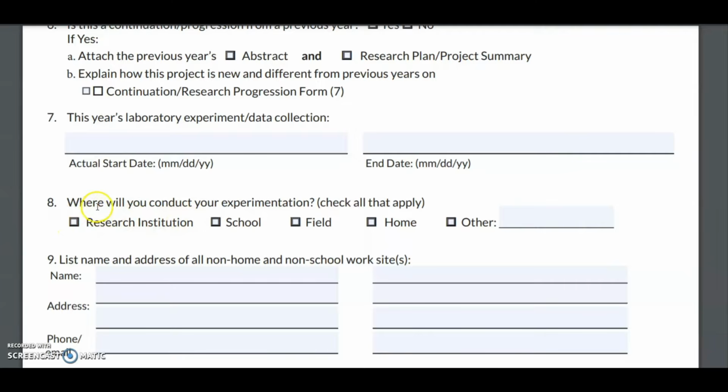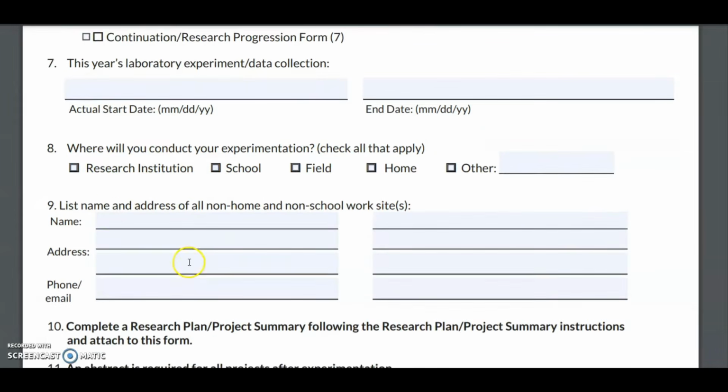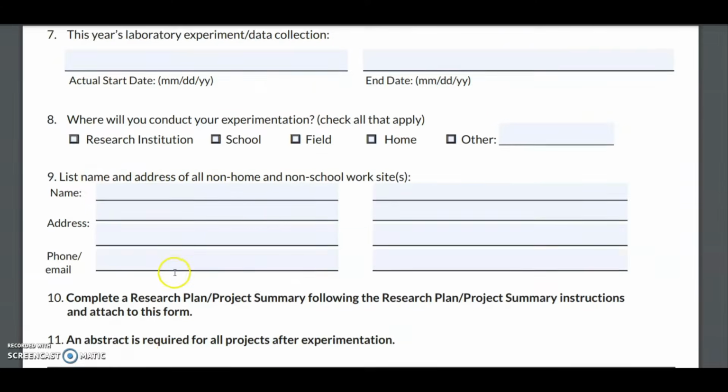So there are some researchers who can go to another research laboratory and they cannot just do it in their school. So you have to check also the research institution. But you can check all of this if it applies in the conduct of your experimentation. And then of course you have to list the name and address of all non-home and non-school work sites.